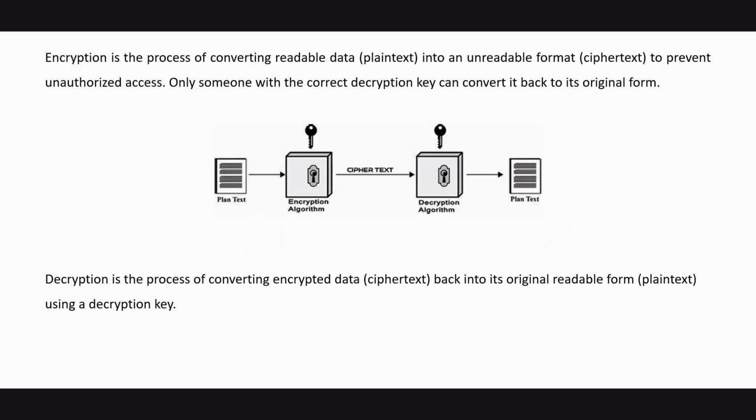Today, let's see about encryption and snapshot. So, what is encryption? Encryption is the process of converting readable data into unreadable format to prevent unauthorized access.